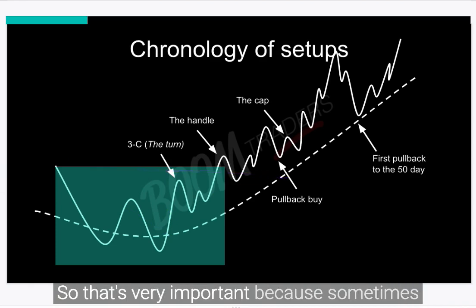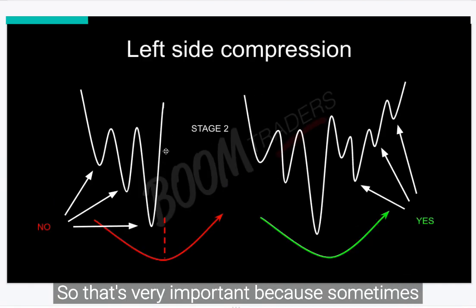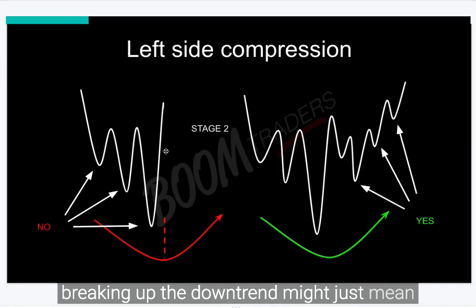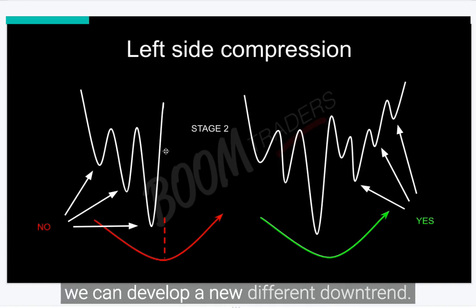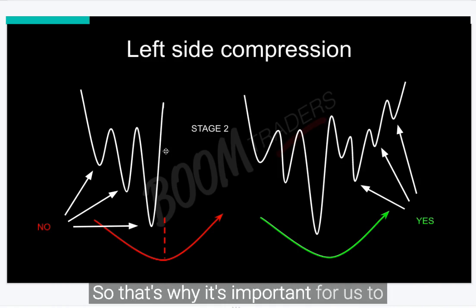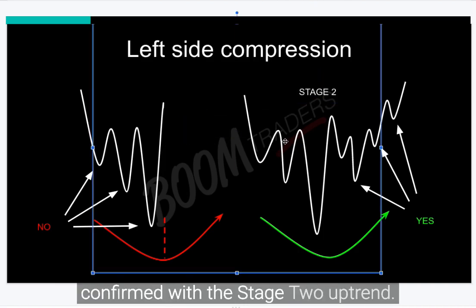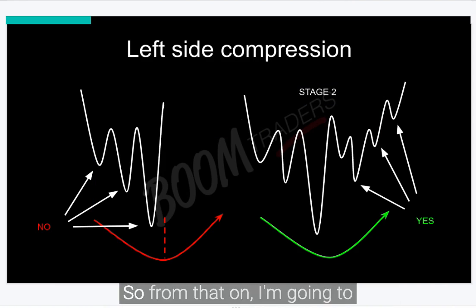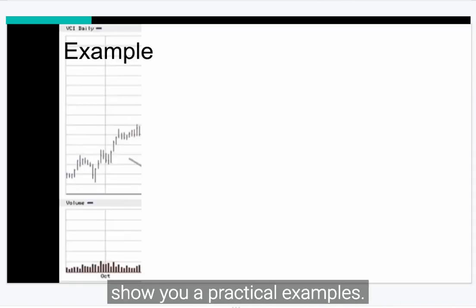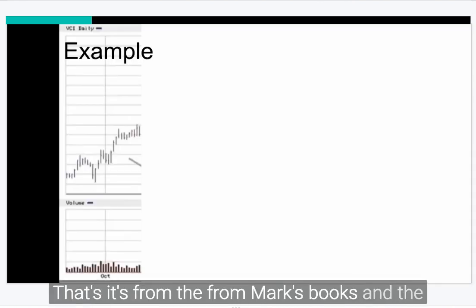That's very important, because sometimes breaking of the downtrend might just mean we develop a new, different downtrend. So that's why it's important for us to have an uptrend confirmation, usually confirmed with the stage 2 uptrend. From then on, I'm going to show you practical examples from Mark's books.